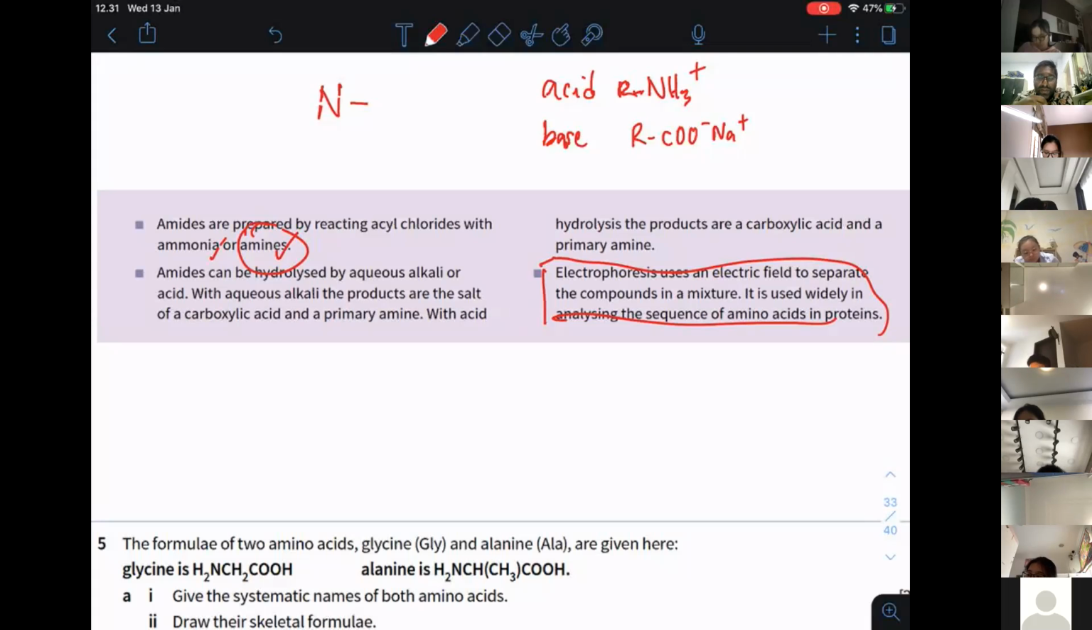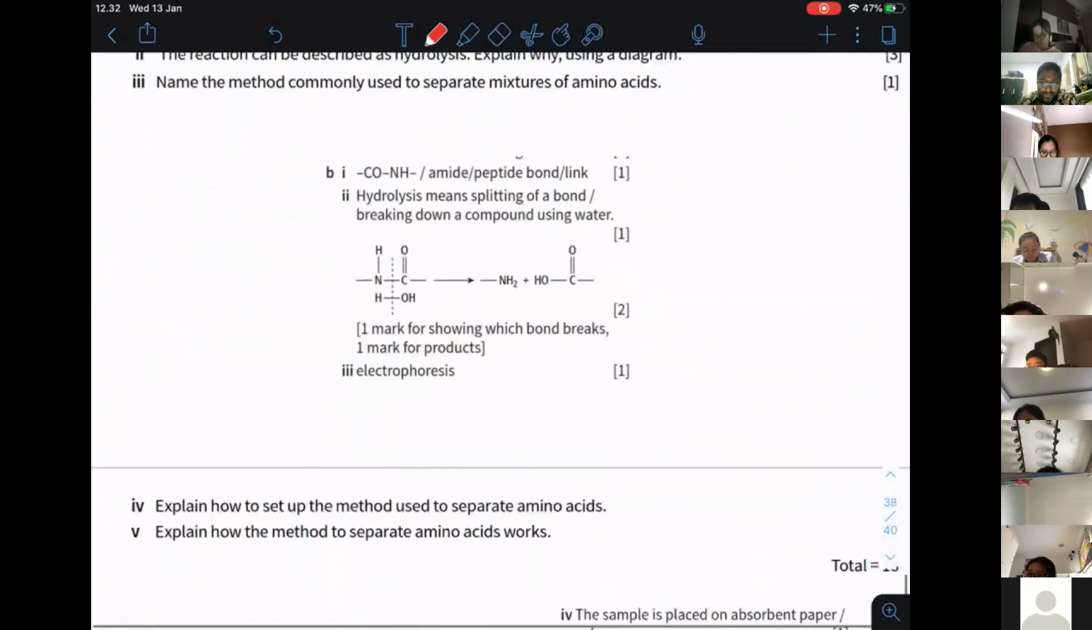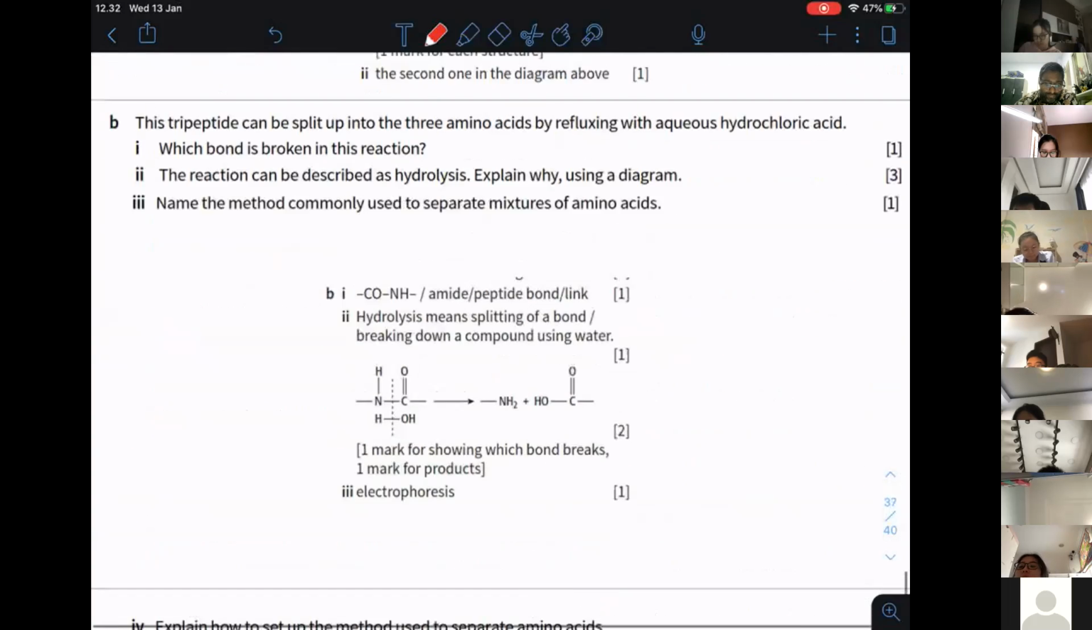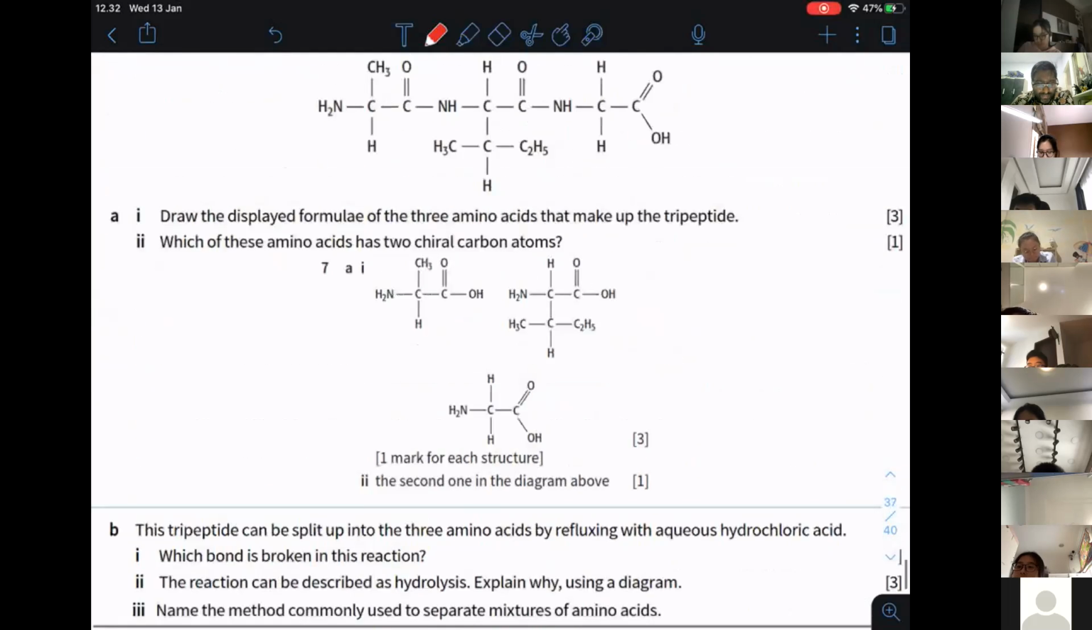That will create a band, and for this band you still need to use a dye, a chemical, to see it, and we also need to use UV light to see this dye. So these are the important points that we need to learn. It's already 12:31. All this is done. I even took some questions from the end of the chapter, and the answers are there. This one I want you guys to do.